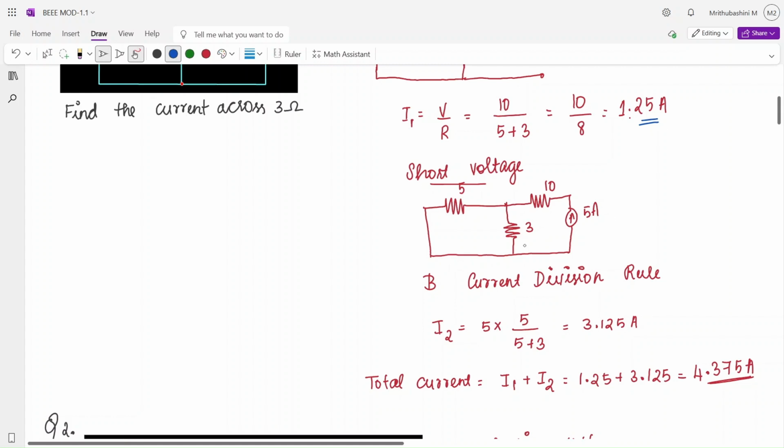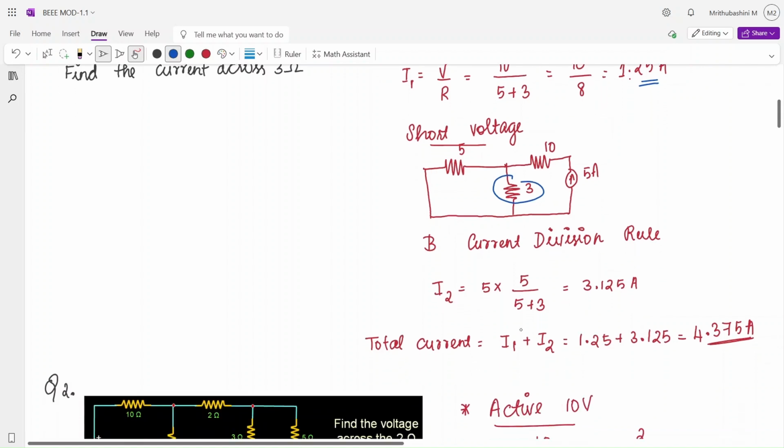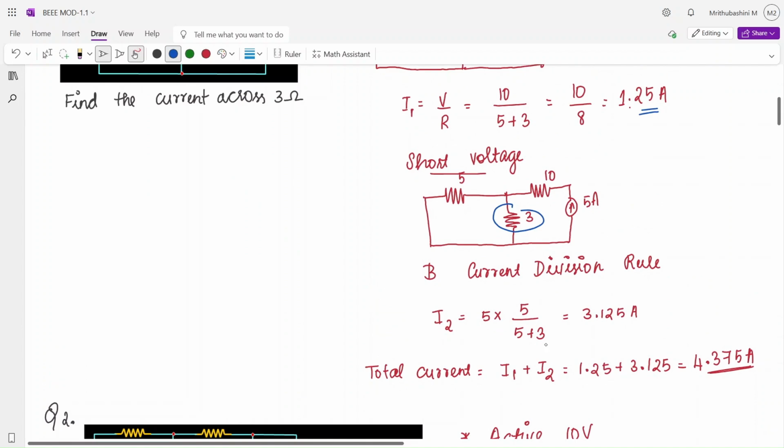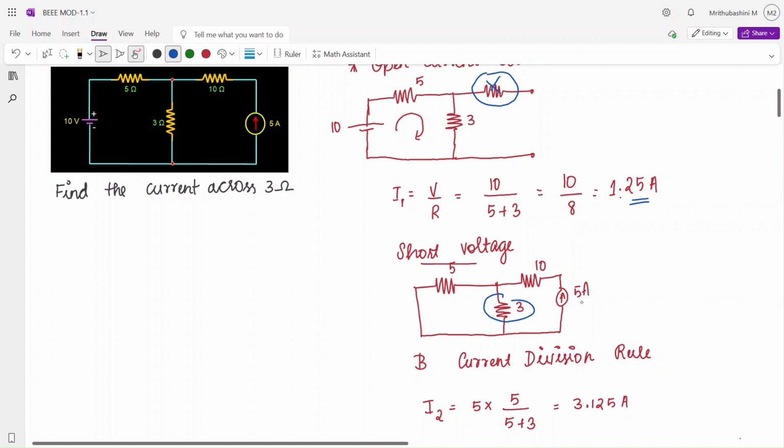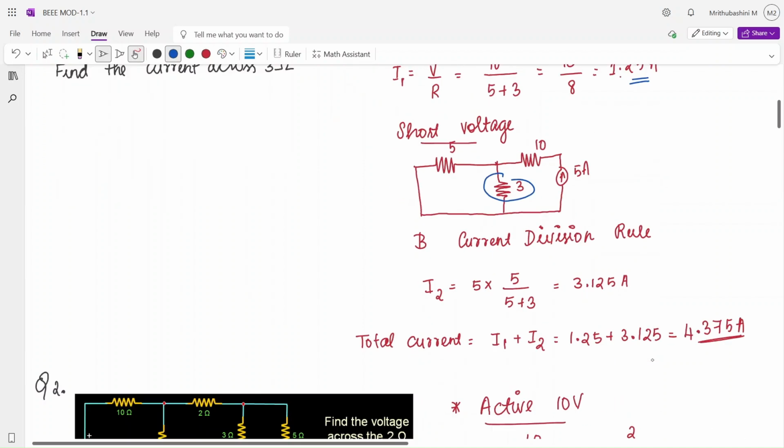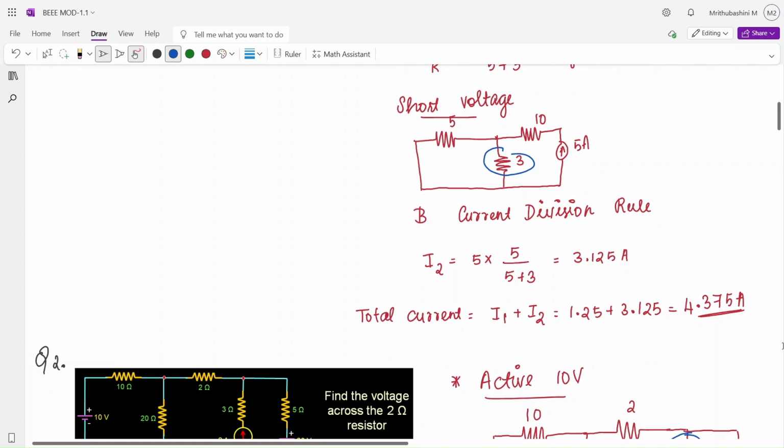I have to find the current across 3 ohms, so you have to use the current division rule. So 5 into 5 by 5 plus 3, because I have to find the current across 3. As I want the current across the 3 ohm resistor, I'll put 5 by 5 plus 3, and I think you know how current division works, right? Then I found the current across the 3 ohm resistor by keeping the 5 ampere source active. You found both currents, just add them to get the total current passing through the 3 ohm resistor.